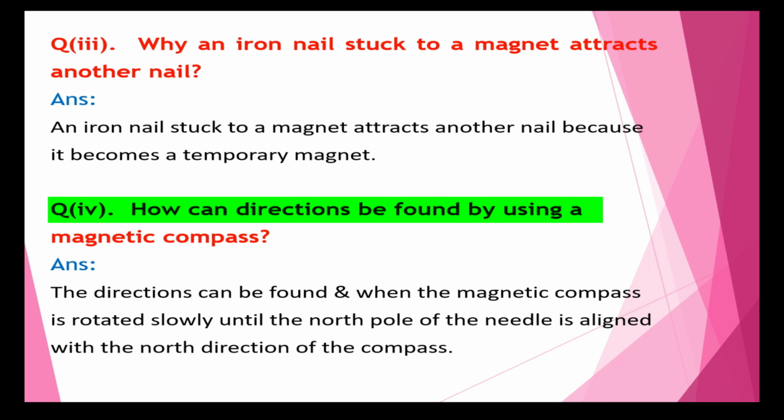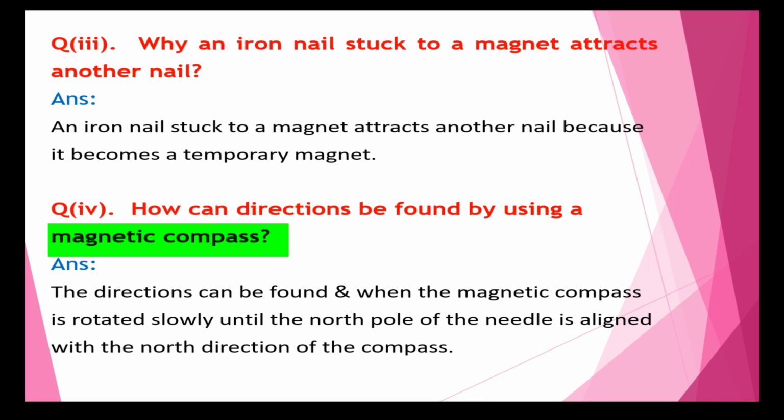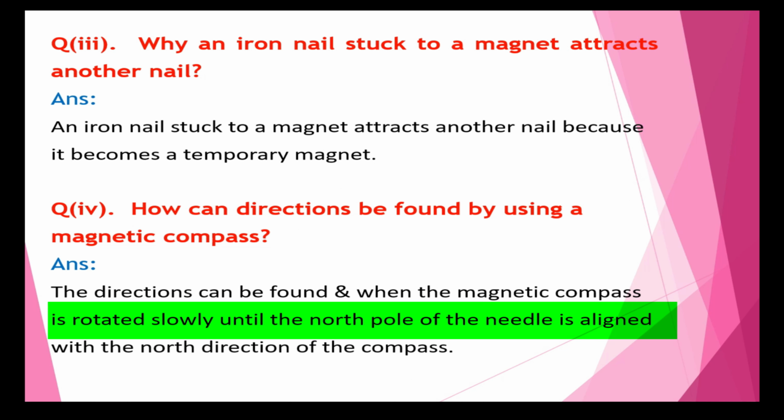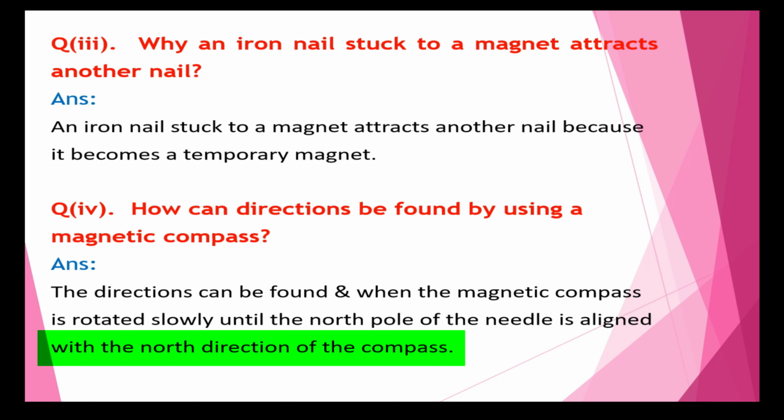Question number 4. How can directions be found by using a magnetic compass? Answer. The directions can be found when the magnetic compass is rotated slowly until the north pole of the needle is aligned with the north direction of the compass.